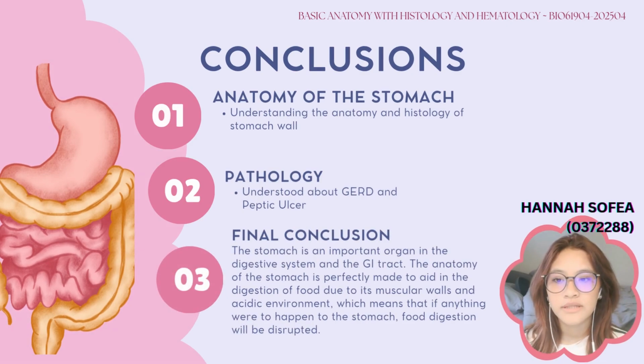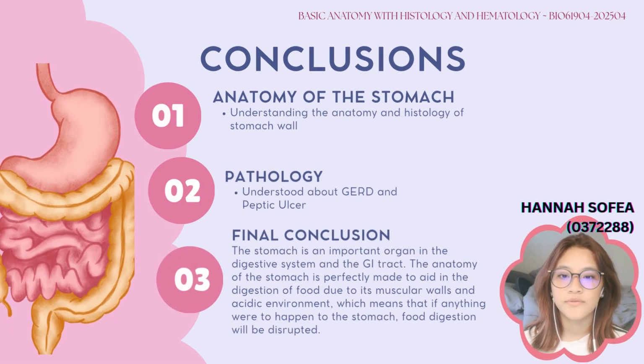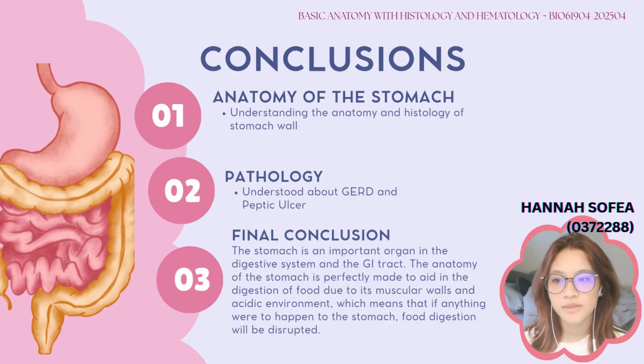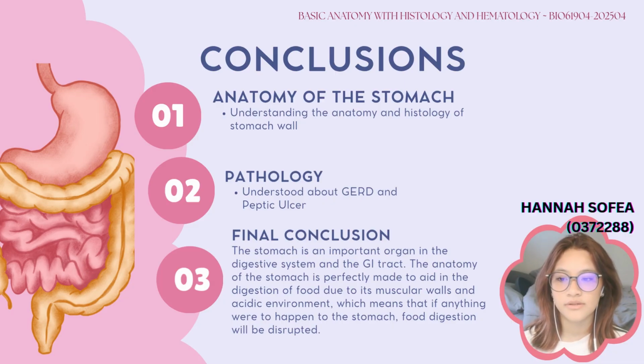In summary, we have looked at the anatomy of the stomach, exploring the different layers, which are the mucosa, submucosa, muscularis externa, and serosa. We have learned the different functions of these layers and how they all combine to make up the stomach. Next, we have looked at GERD and peptic ulcer disease, which are clinical diseases that affect the stomach. We learned what they are and their causes and cures.